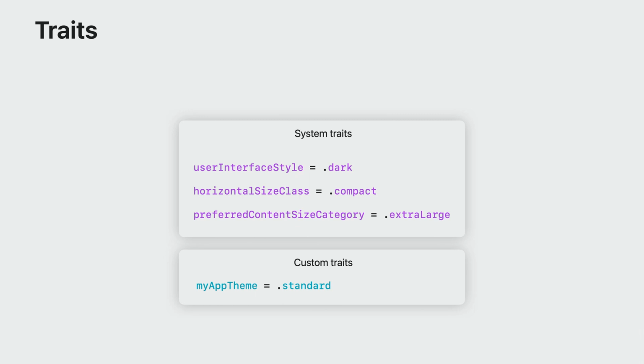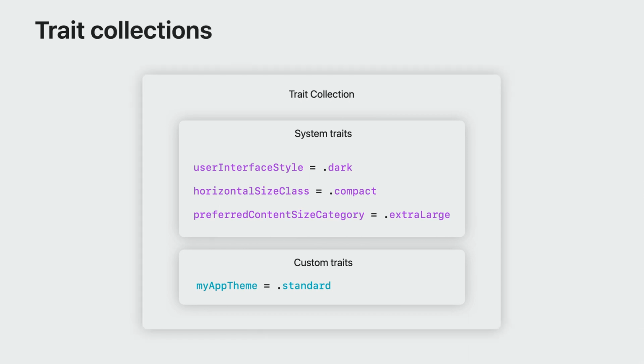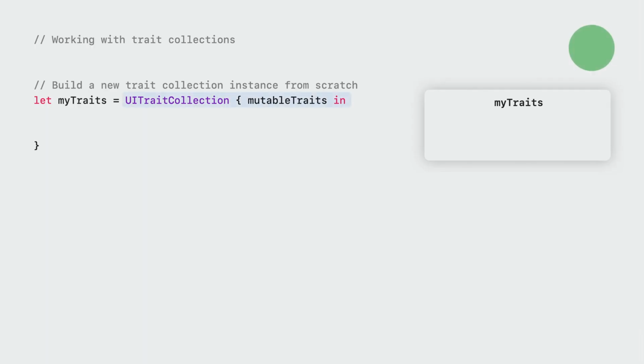The main way that you work with traits in UIKit is using trait collections. A trait collection contains traits and their associated values. There are some new APIs in iOS 17 that make it easier to work with trait collections. First, there is a new initializer that takes a closure. Inside that closure, you receive a mutable traits container that you can set values to. This mutable container conforms to a new protocol named UIMutableTraits.